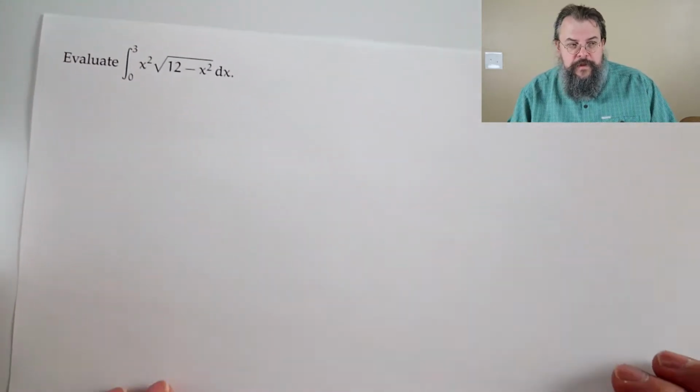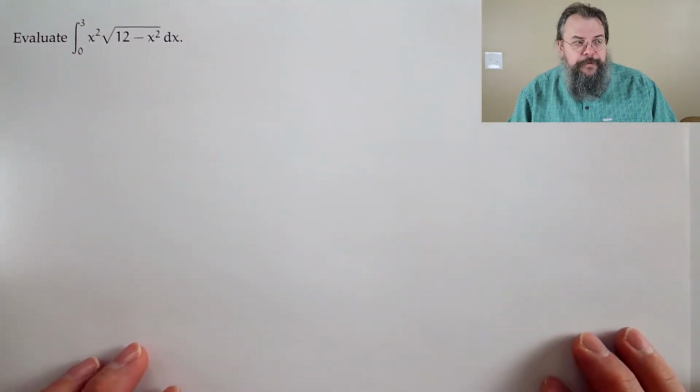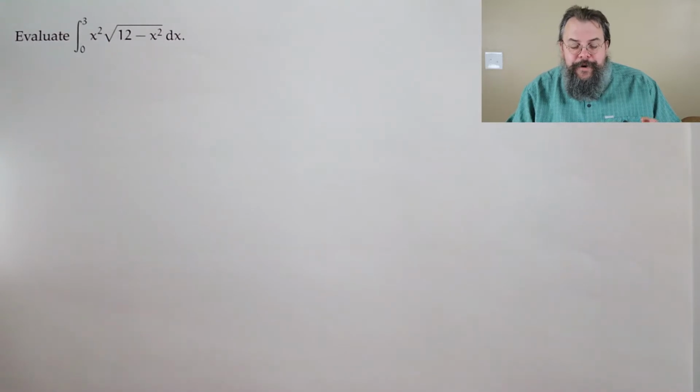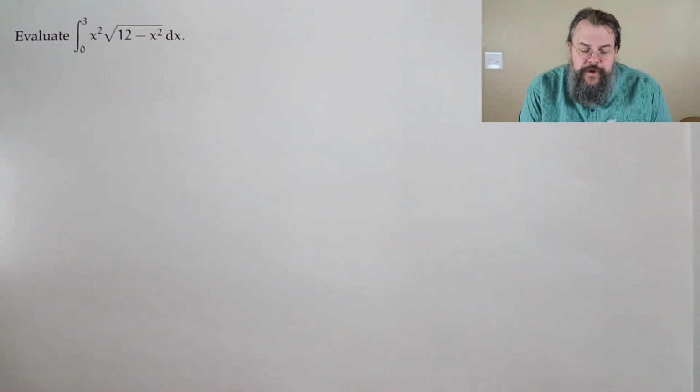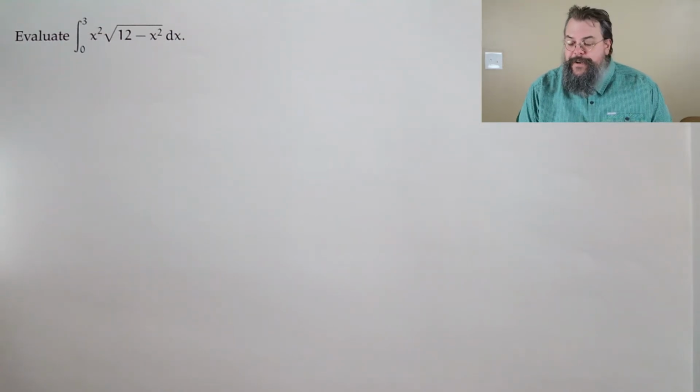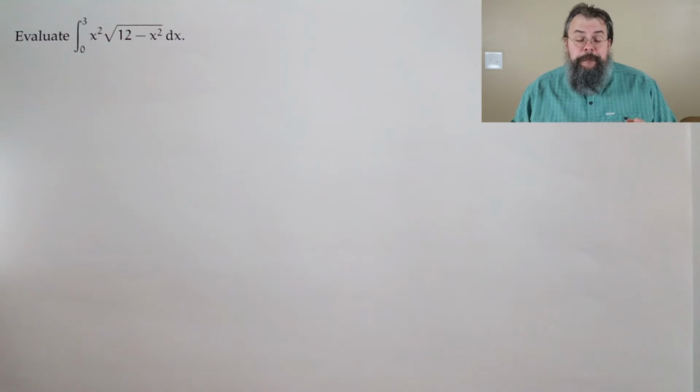Well, let's keep going. Our next problem. This will definitely be a good one. Evaluate the integral from 0 to 3 of x squared square root 12 minus x squared dx. All right, a definite integral. Okay, good. Well, what's going to happen? Let's be careful and see what we can say.